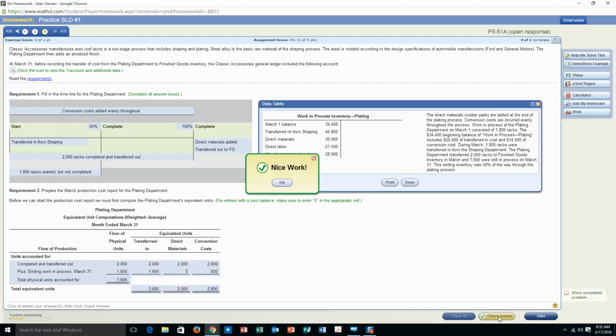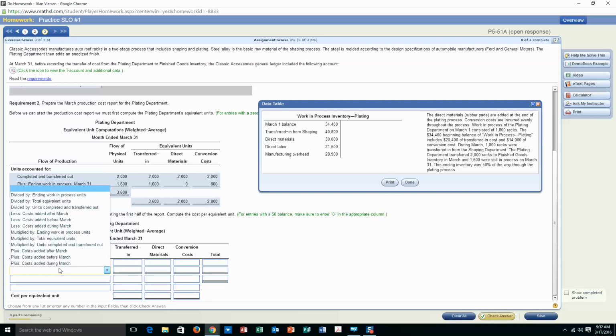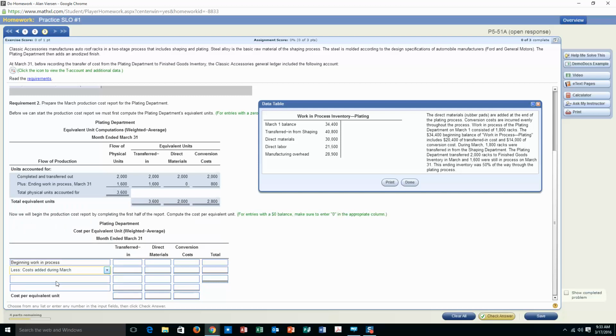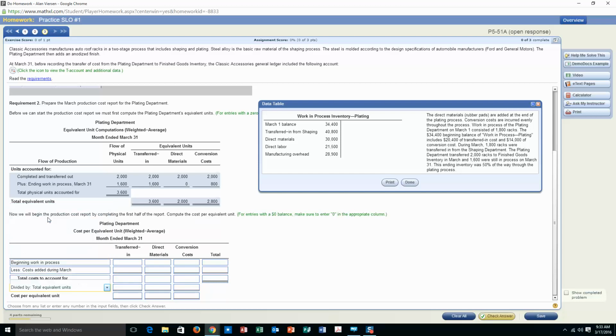Check the answer. Okay, so we have all of this information for the first few steps. I'll just begin this. We're going to have a beginning work in process. We're going to add the costs that are added during March. This will give us our total costs to account for. And then we're going to divide this by the total number of equivalent units that we calculated in step 2 of the production report.